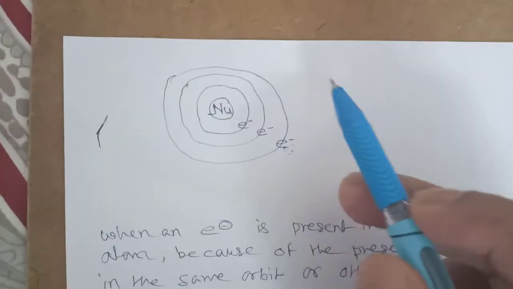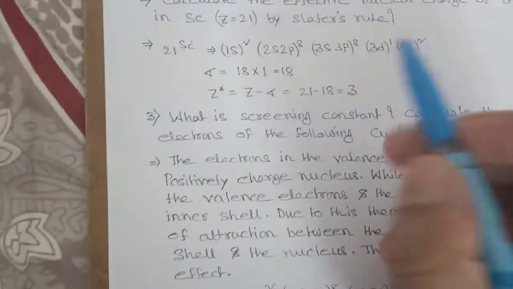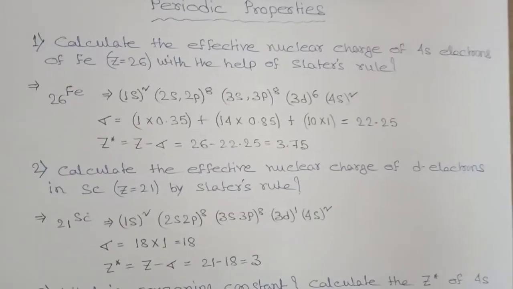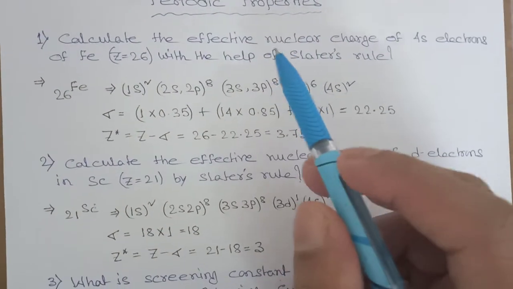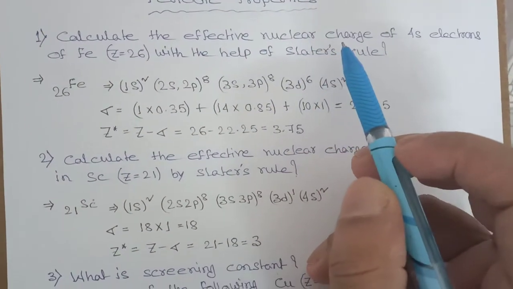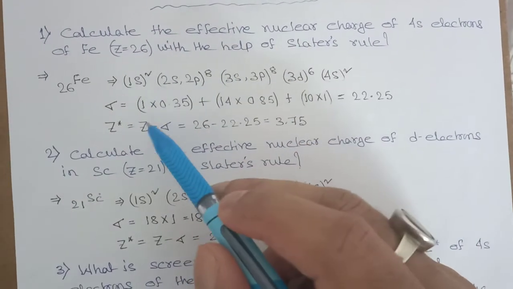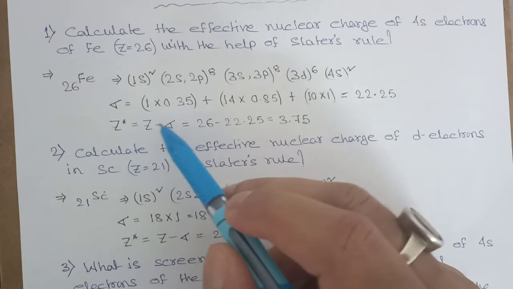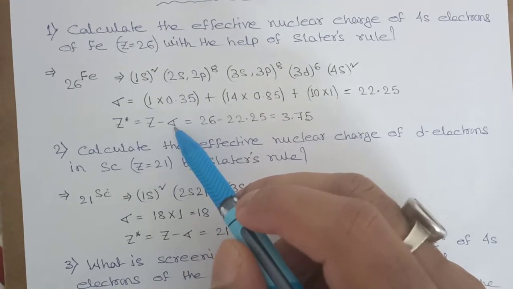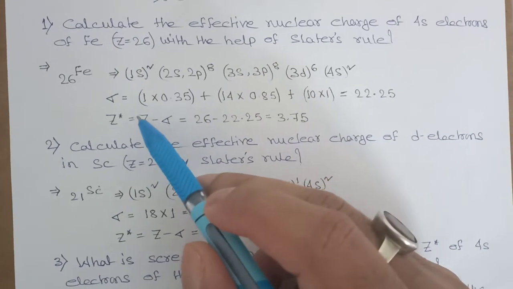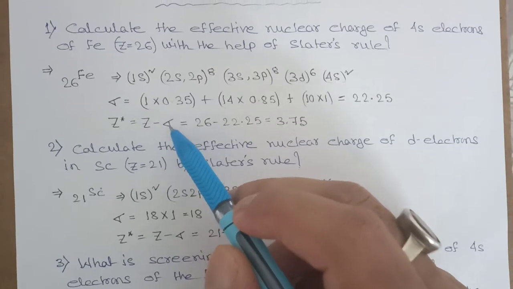And screening effect can be understood by calculation of screening constant. This is your screening constant. Then we have to calculate effective nuclear charge. Effective nuclear charge can be calculated by the formula Z star equal to Z minus sigma. Here Z is your atomic number and sigma is your screening constant.